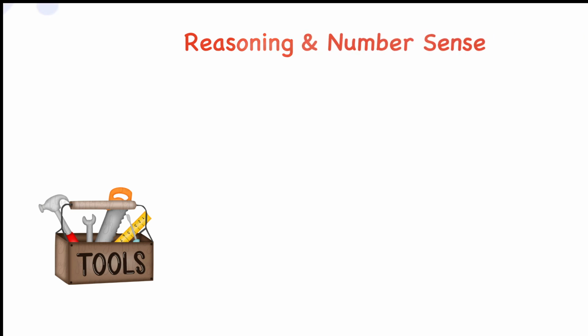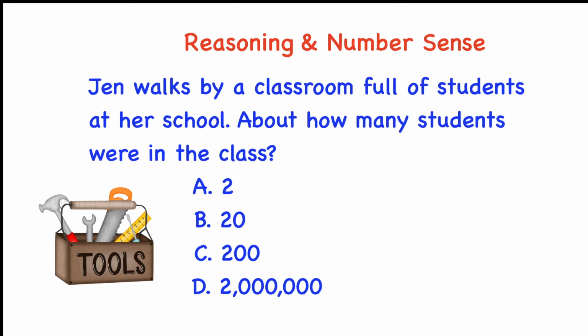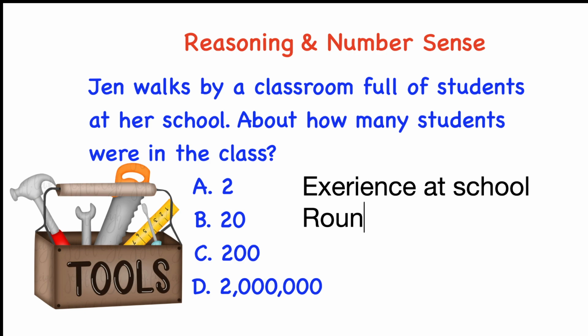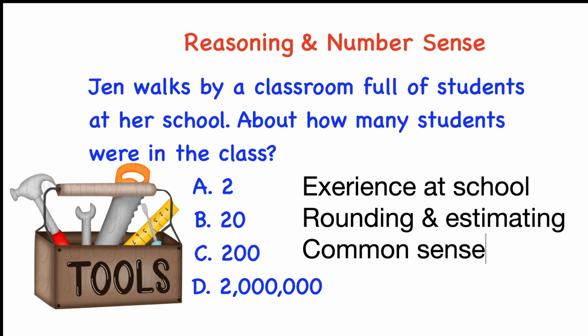Here's an example of reasoning and number sense. I promise you it will just take about 15 seconds, okay? Jen walks by a classroom full of students at her school. About how many students were in the class? You see the answers there: 2, 20, 200, 2,000. And at first it's like, well, I have no idea what that would be. But remember your tools, which would be your experience at school, rounding and estimating skills, and also just common sense.